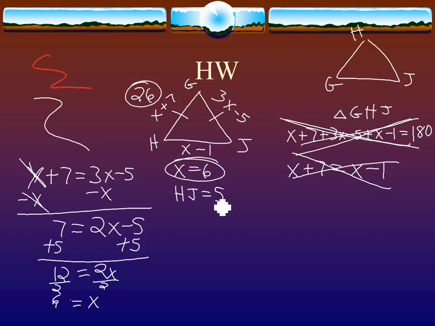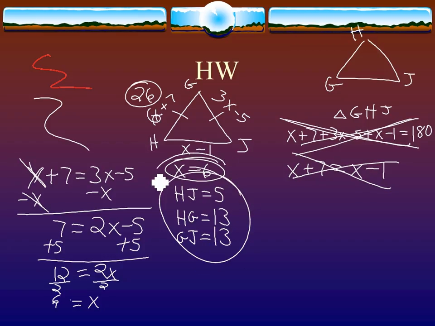What's another side that we need to find? HG. Plug in 6 right there. What's 6 plus 7? 13. And then the last side is GJ, right? Do we have to plug in there to find GJ? How can you find it? It's the same as that one, isn't it? They were congruent. Those are our 4 answers.